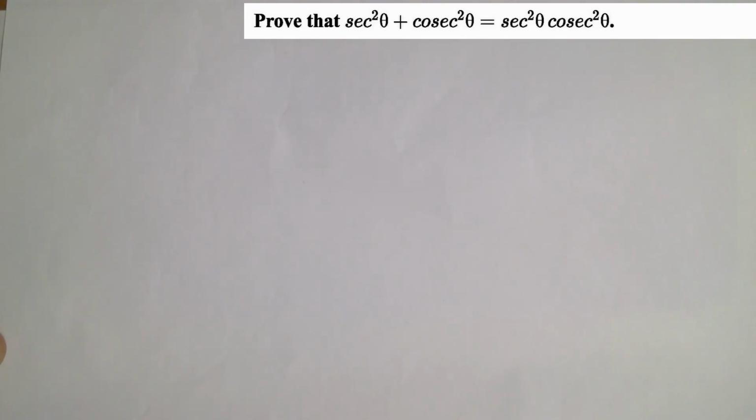Welcome everyone. Prove that sec square theta plus cosec square theta is equal to sec square theta into cosec square theta. To prove this, first consider left hand side.